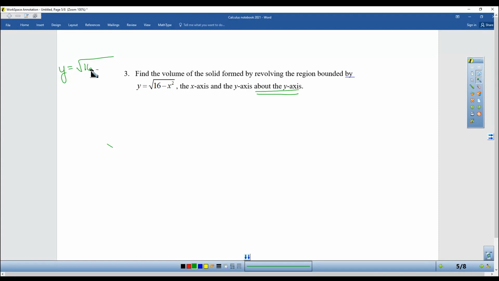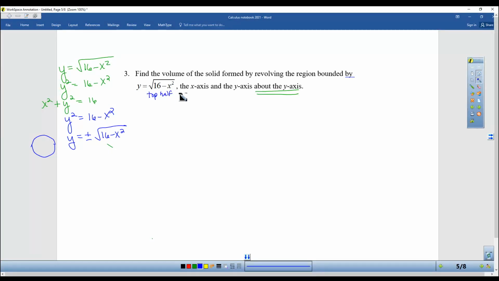Let's show it to you in a different way and see if you recognize it. I'm going to square both sides. I'm going to add the x squared to the other side. Do you see it yet? It's a circle, but it's only a half a circle, because if I had started with a circle and then tried to get y all by itself, I would have plus or minus the square root of 16 minus x squared, plus being the top half of the circle and the minus being the bottom half of the circle. So this is just the top half of a circle.